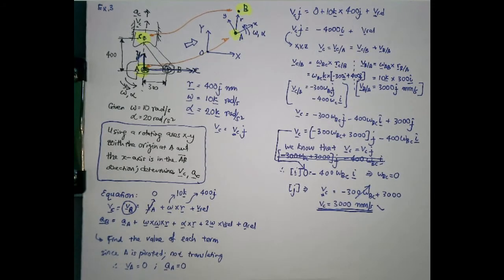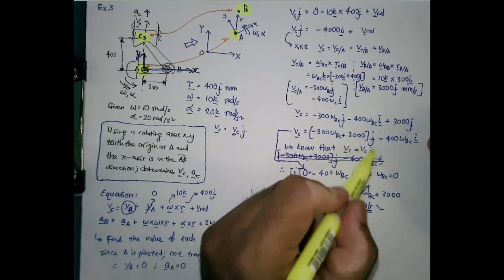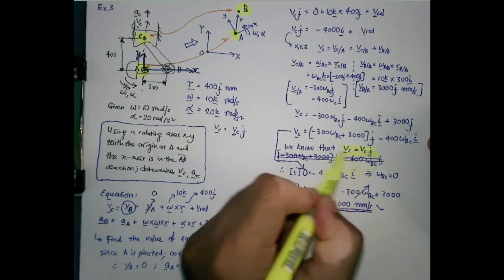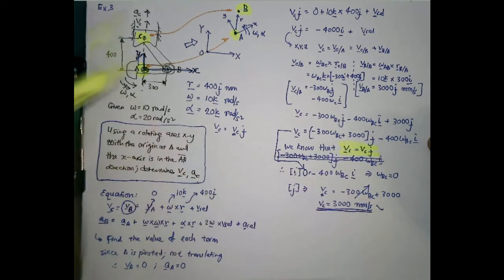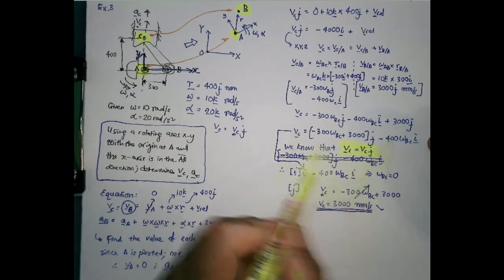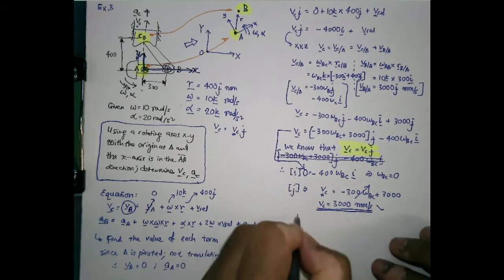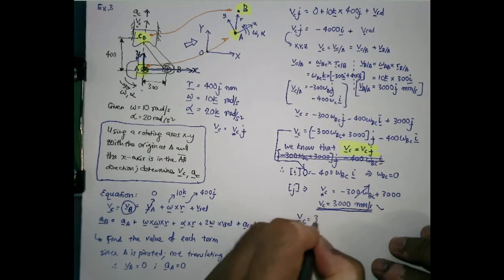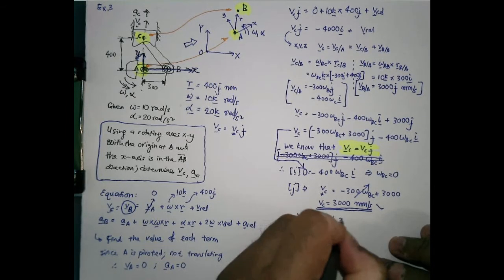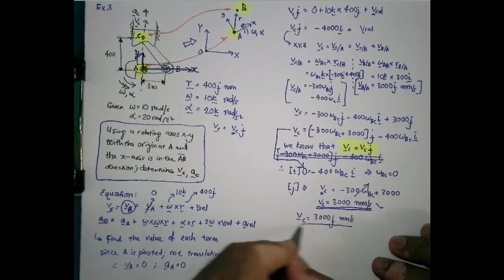So what was key to us was that we know that VC has only J component, because the piston can only move up and down, and this allows us to find the proof that omega BC equals 0. At this particular point, omega BC equals 0. It does not have an angular velocity, and therefore we can find the solution of VC equals 3000 millimeter per second. So the vector representation is VC equals 3000 J millimeter per second. So that will be the answer.